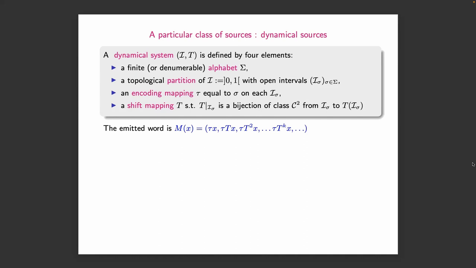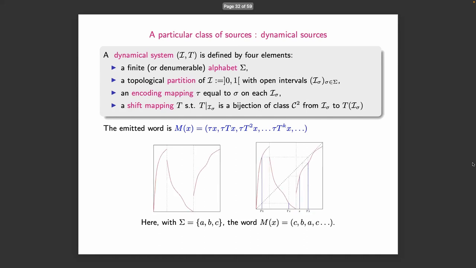And now, what is the emitted word? The trajectory of x is x, T of x, T square of x, and so on. But here, I just remember the symbols relative to the partition. I give an example. Here, I start with x. Then T of x, I recover T of x here, I continue, T square of x. Then what is the word which is encoded? The first symbol is C because T of x belongs to the third interval, which is called C. The second one is B, and the third one is A because T square of x belongs to the first interval.